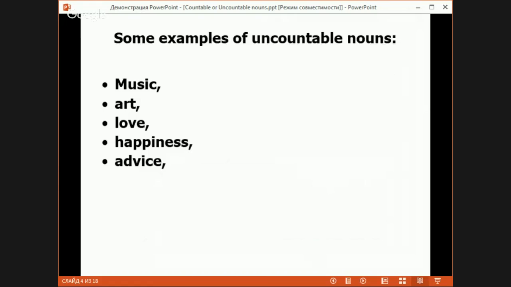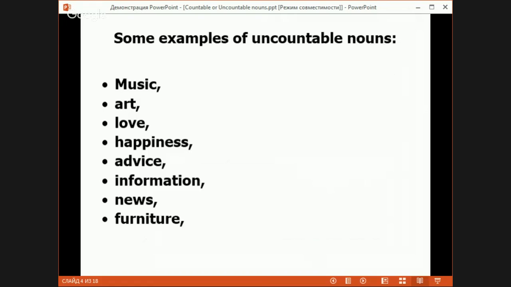Advice, please be attentive. In English language, advice is uncountable. It's endless. If you want to use advice as a countable noun, you need to show the amount of advice. For example, a piece of advice. Information is uncountable. News, it's also uncountable. Furniture is uncountable. Be attentive.